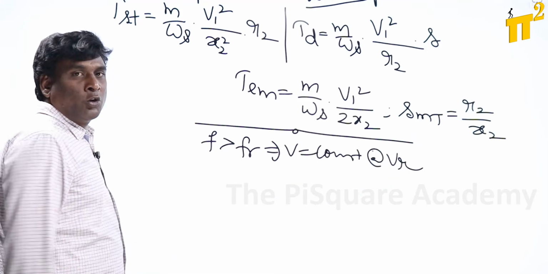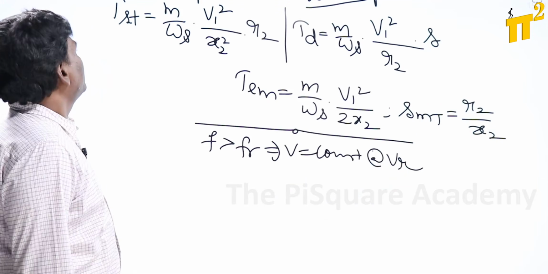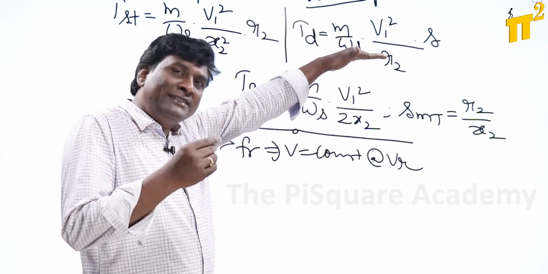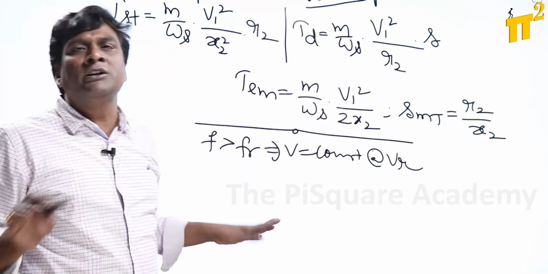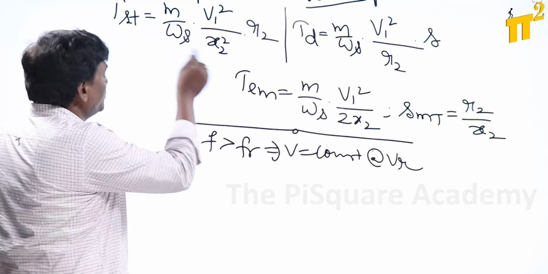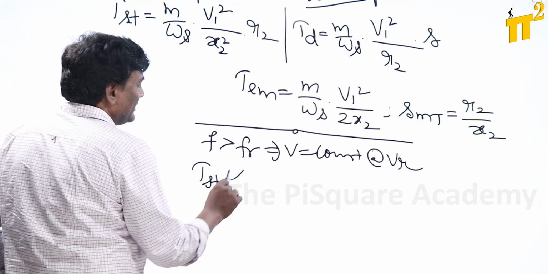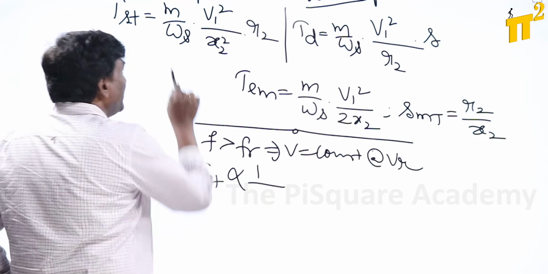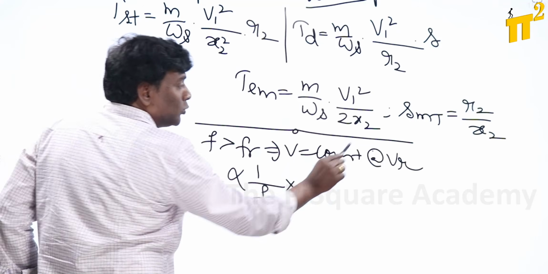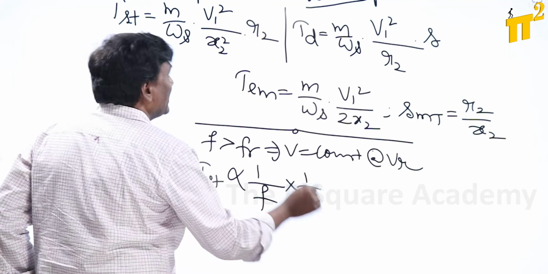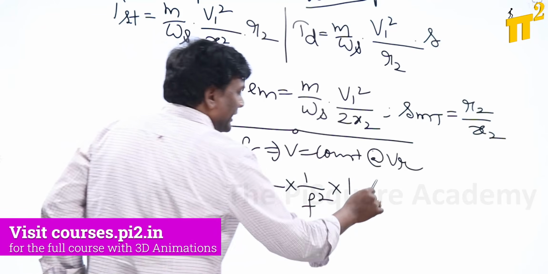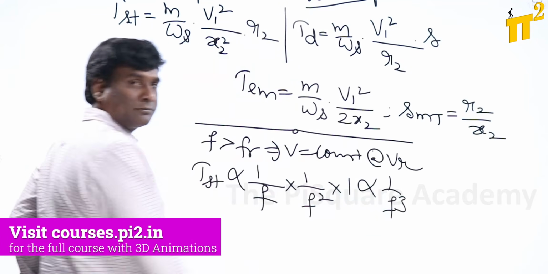Frequency is going to be varied, super synchronous speed. Again, same old story: starting torque and pull-out torque are decided by the machine, and for the same running torque, at what speed it is going to rotate is the point of interest. Now frequency should be more than F rated. Starting torque is directly proportional to 1 divided by omega S, frequency, into voltage, which is now constant, 1 divided by x2 square, frequency square, into R2 constant, so directly proportional to 1 by F cube.